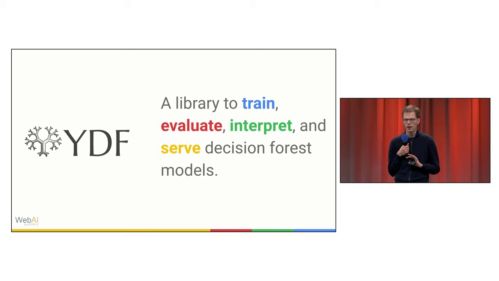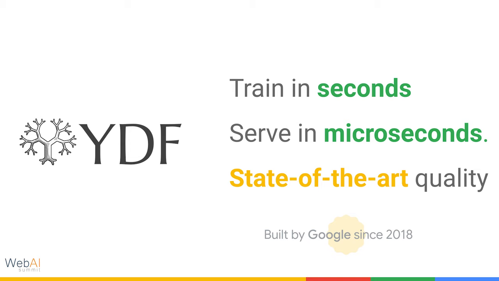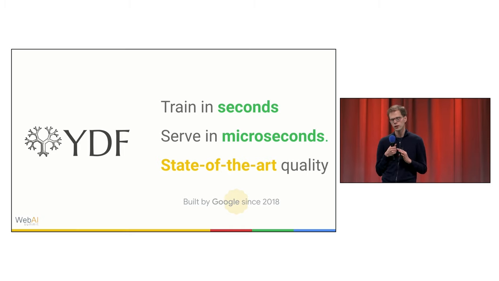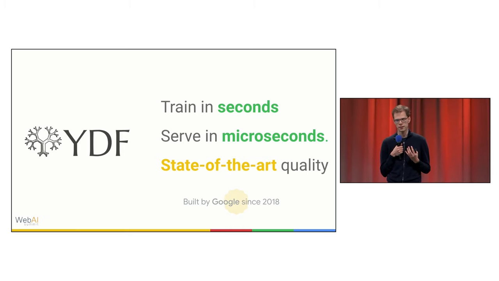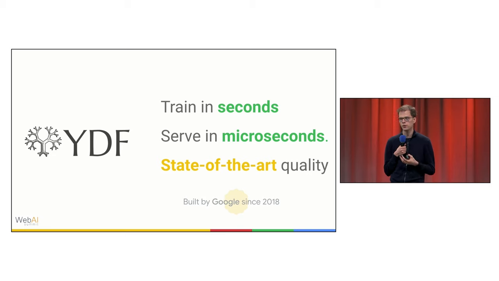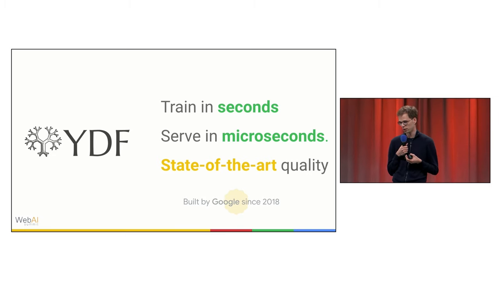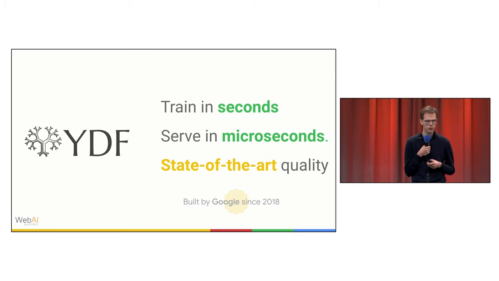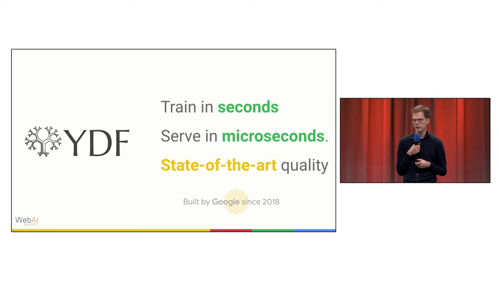Decision forest models are really cool because they offer some very interesting features, especially for the web. Namely, they're really fast. You can train a decision forest model often in seconds, and inference is often in microseconds. Furthermore, they're really, really good for tabular data. They give you state-of-the-art performance if you're using gradient boosted trees. And they're also really, really good for ranking, which is why Google has invested in decision forest models. And we've used YDF in production since 2018 and open sourced it in 2022.